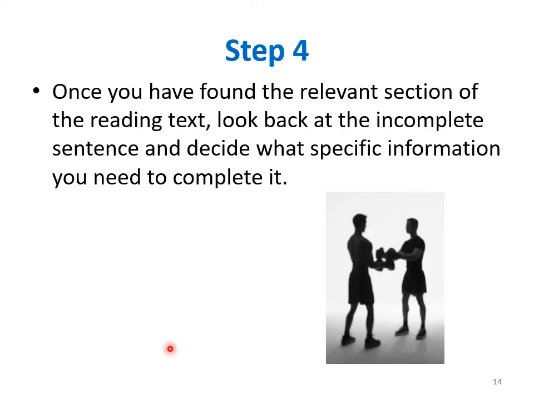Step 4. Once you have found the relevant section of the reading text, look back at the incomplete sentence and decide what specific information you need to complete it. Now, when you have that, read the sentence carefully once or twice and see whether the rest of the sentence is compatible with the blank space and the words that you have found to use. So fit those words in there and then read the sentence along with them. It will give you an idea whether that is okay or not.